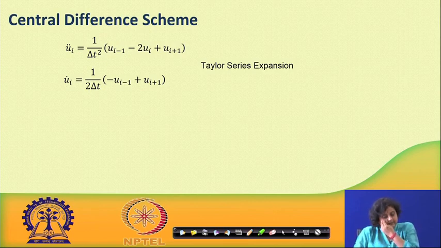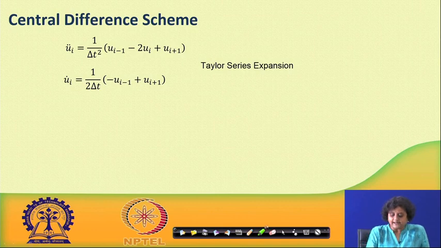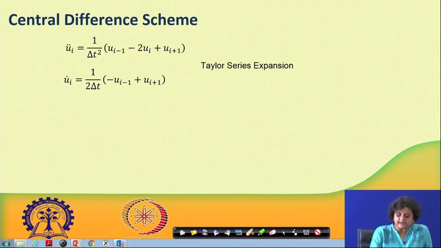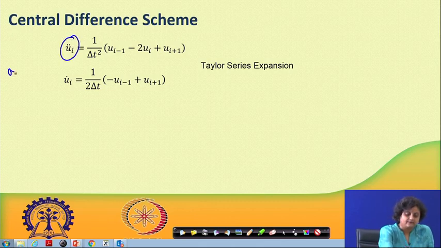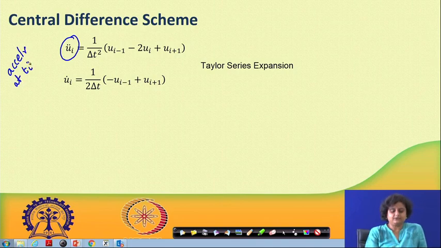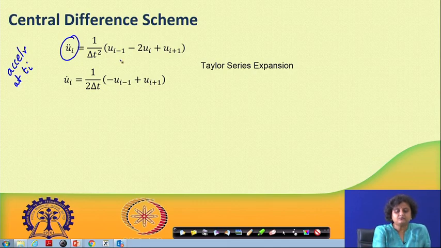So, what we do here is write u double dot i, the acceleration at the ith time instant, in terms of the displacement at i plus 1, the displacement at i, and the displacement at i minus 1.